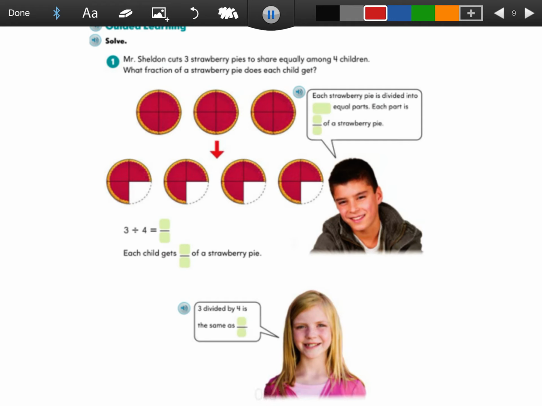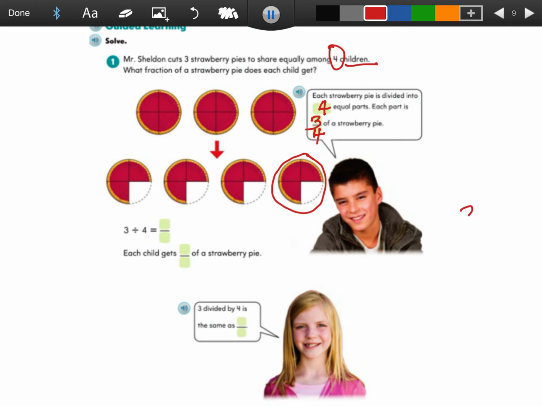Mr. Sheldon cuts 3 strawberry pies to share equally among 4 children. What fraction of a strawberry pie does each child get? So each strawberry pie is divided into, if there's 4 kids, we're going to divide it into 4 equal parts. Each part is some number of fourths of a strawberry pie. So when we put it into 4 parts, each kid gets 3/4 of a strawberry pie.